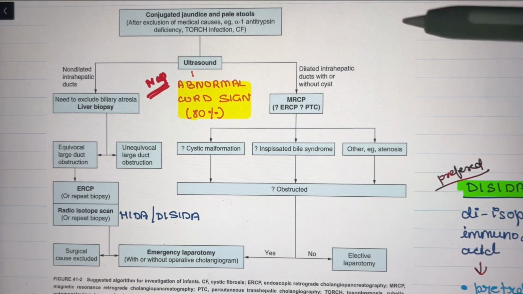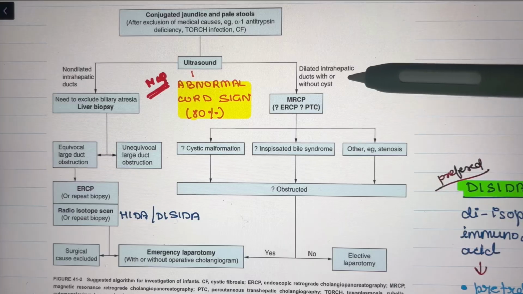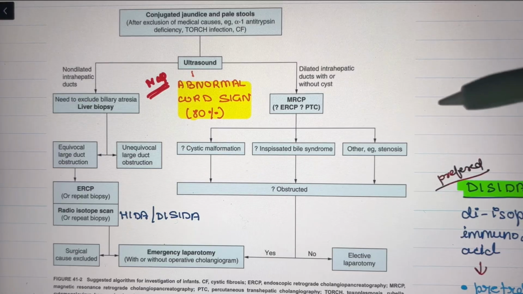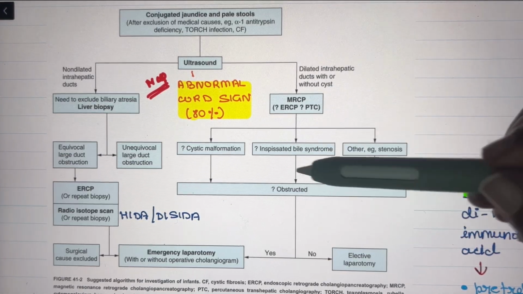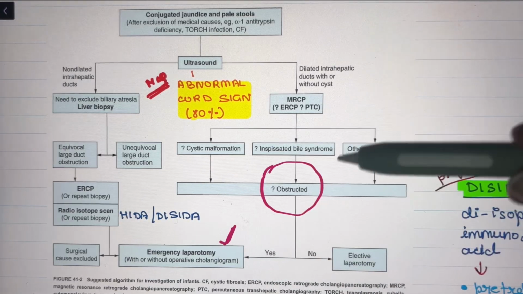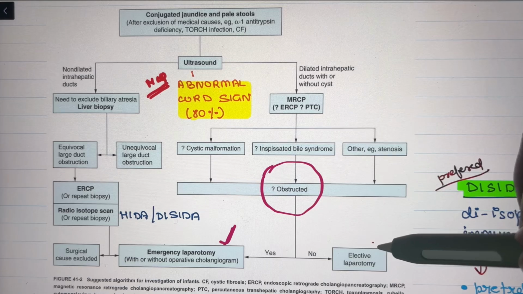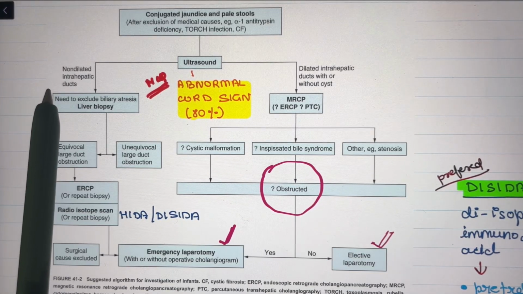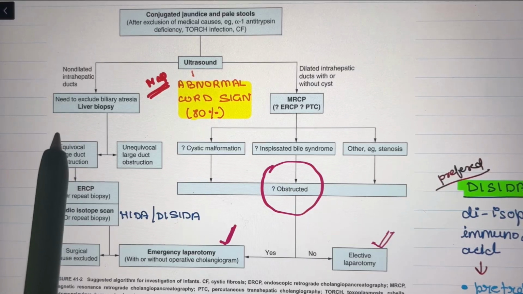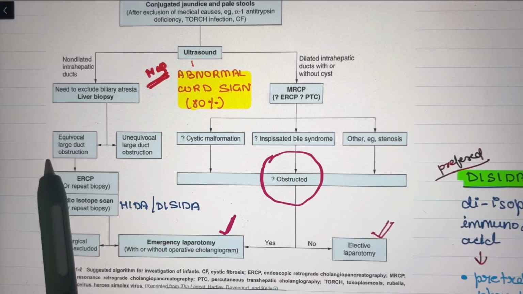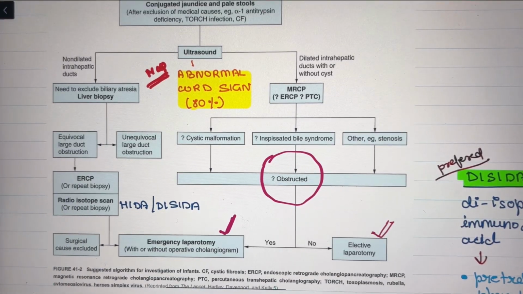After doing ultrasound, there may be dilated intrahepatic ducts with or without cyst. Then we will do MRCP, ERCP, or we can do PTC. And if obstruction is found, then emergency laparotomy is done. And if obstruction is not found, then we can treat the patient with elective laparotomy. No emergency laparotomy is needed. But if there is a non-dilated intrahepatic duct, we need to exclude biliary atresia, and we need to do the liver biopsy.